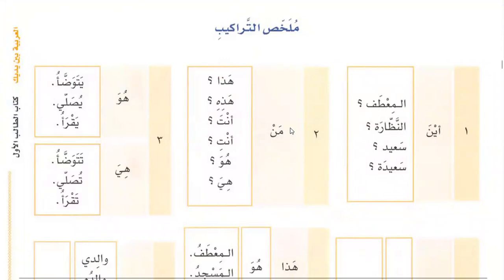Man haza? Who is this? Man haza? Who is this, female? Man anta? Who are you? Man anti? Who are you, female? Man huwa? Who is he? Man hiya? Who is she? Man is for living and ma is for non-living things. Correct. Man for human beings and ma for other things.